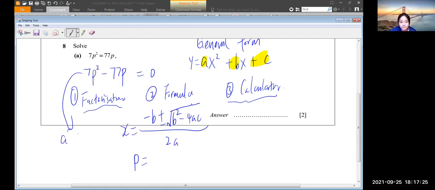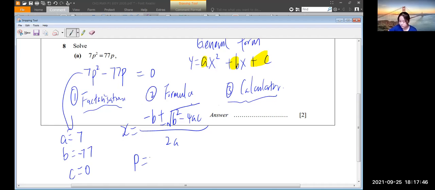A is 7. B is negative 77. Very good. C is 0. Very good. So I will leave this for you to go back and try out using the formula. Can you? Okay, very good. Next.